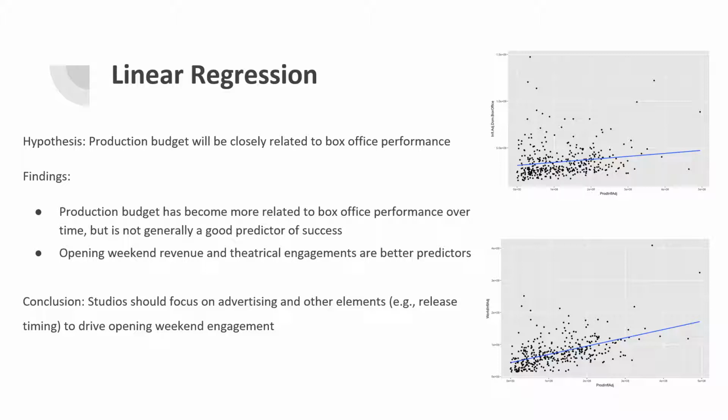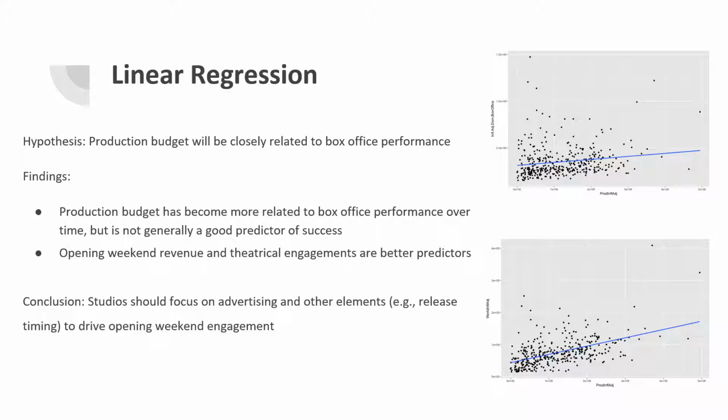The first analysis we performed was with linear regression. We thought that production budget would have a strong relationship with box office performance. However, as you can see in the scatter plots, this was not the case. The top plot shows inflation-adjusted domestic box office on the y-axis and production budget on the x-axis. The bottom plot shows worldwide box office versus production budget. The data are clustered in the bottom third of the plot with quite a few outliers.